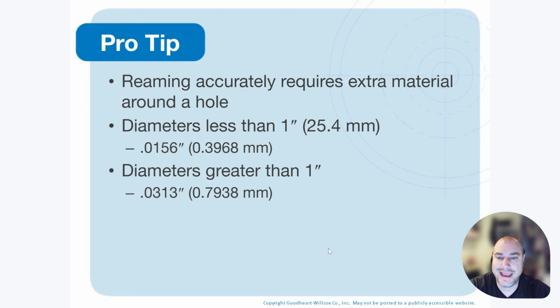Pro tip: reaming accurately requires extra material around a hole. Diameter is less than 1 inch or 25.4 millimeters. So this is what you need the extra material for around a hole for less than an inch. Greater than an inch is here. Okay, so you got less and then greater.